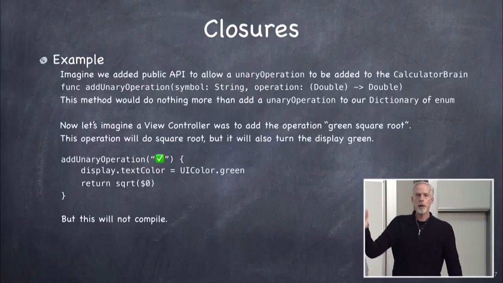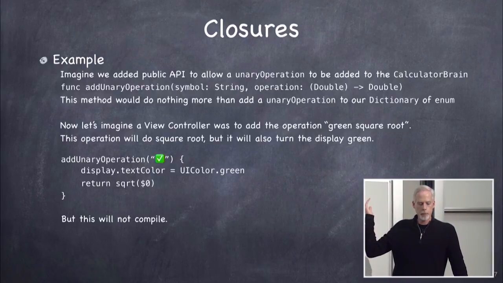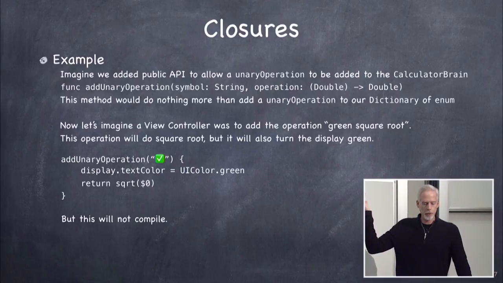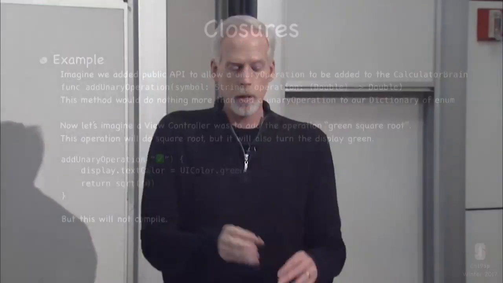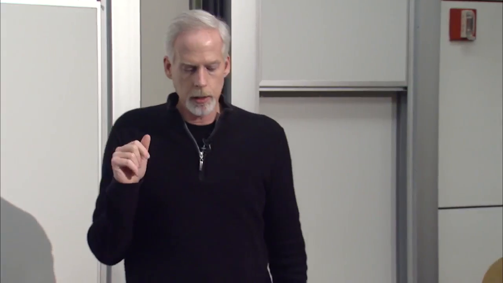Everyone understand this code up here? Could not be simpler, right? I'm just adding this unary operation, green square root, and I'm doing this from my view controller, so it's setting the display's color to green and returning square root. It's the same as square root, but it sets the display green. Now, this will not compile. Why will this not compile? Let's look and see why not.